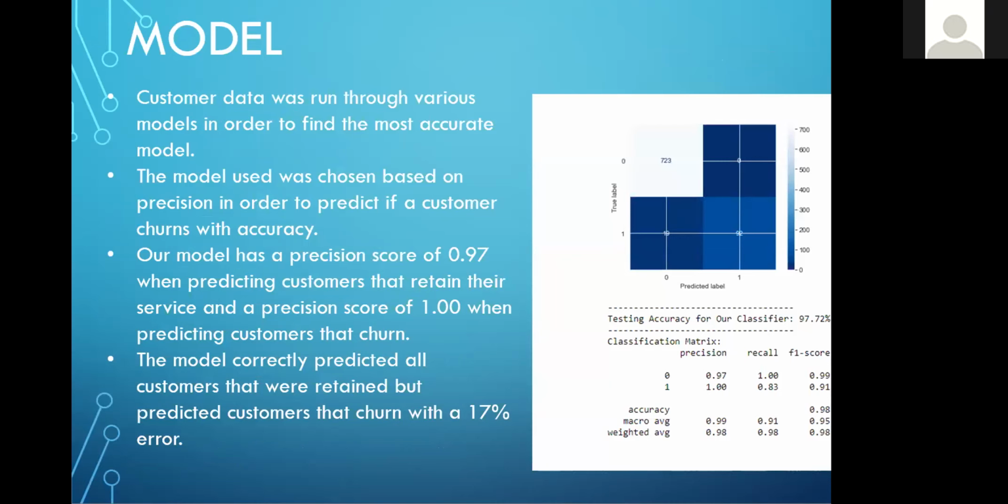The model that I used has a precision score of 0.97 when predicting retention of customers. It has a precision score of 1.0 when predicting somebody who's churned. Now, there's an error in recall. As you see, the recall score is 0.83, so there's an error of 17%. So 17% of the people that the model predicts will churn end up not churning, but that's not a big problem, because I would rather predict that someone would leave and then they decide not to leave, rather than predict that they're not going to leave and then have to deal with them actually leaving.